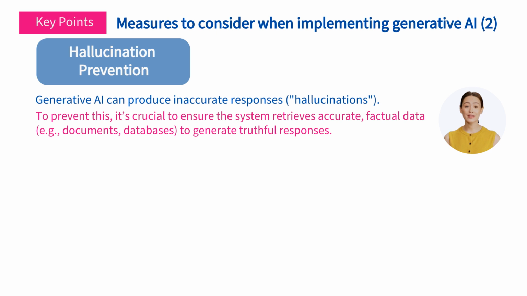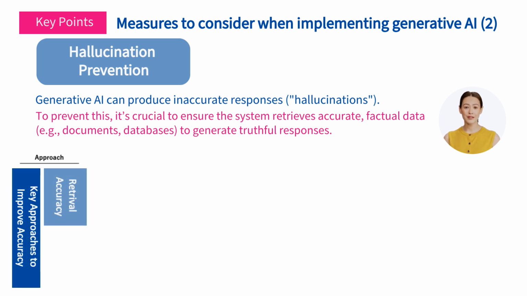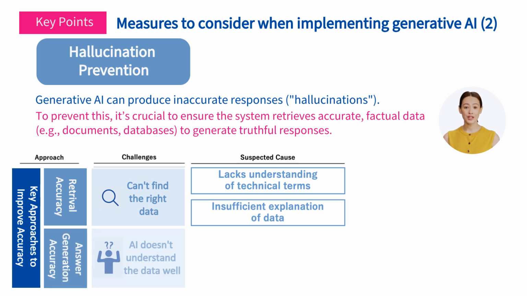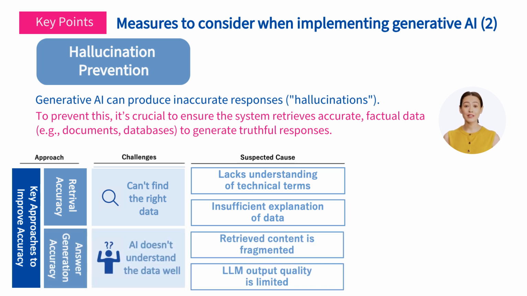Grounding AI responses in trusted internal data, like your company's documents, databases, and other reliable sources. But how exactly do we achieve that? It depends on the issue. Sometimes the problem lies in the search process. The AI might struggle with understanding technical terms or recognizing the context of your data. On the other hand, issues with response generation can occur if the data is fragmented or the AI lacks the necessary accuracy in your specific domain.